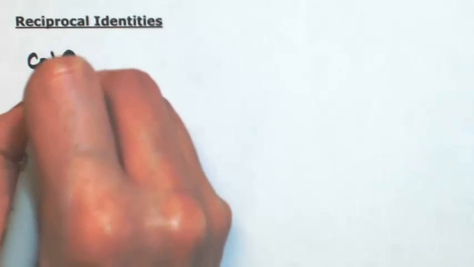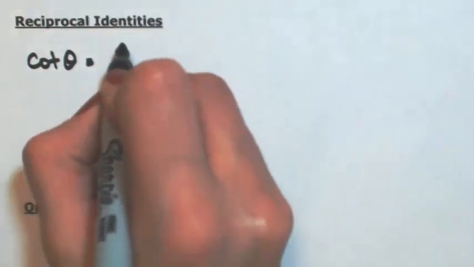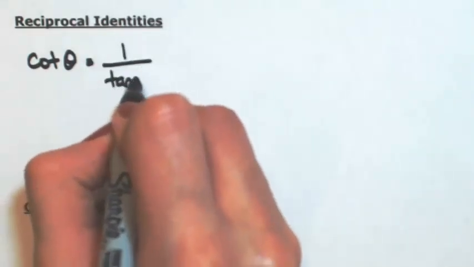Let's look at some identities of our trig functions. First of which we'll look at is the reciprocal identities. Let's start with the cotangent of the angle. We've actually seen this before with a few other examples, but cotangent is basically the reciprocal of tangent. So this is 1 over the tangent of theta.